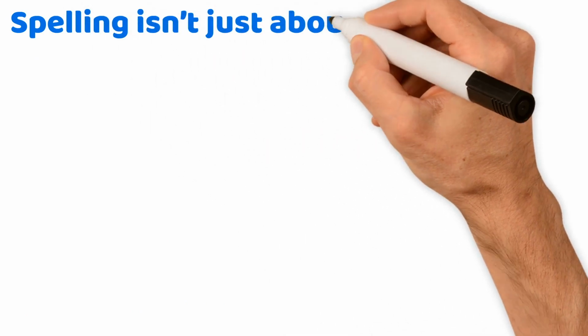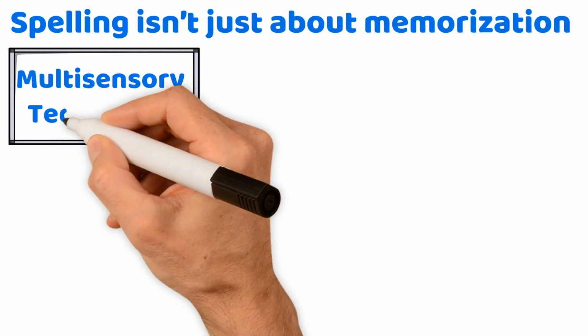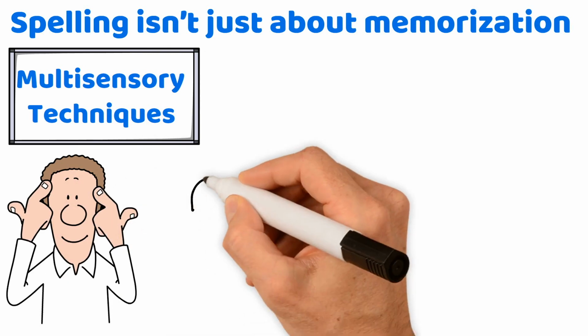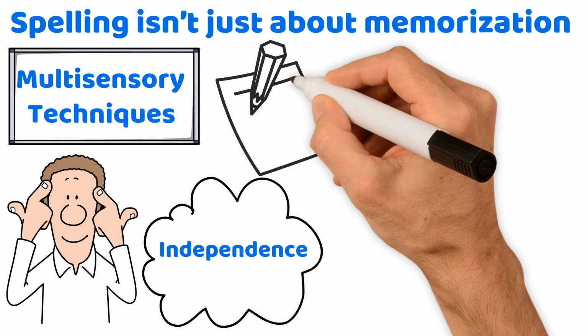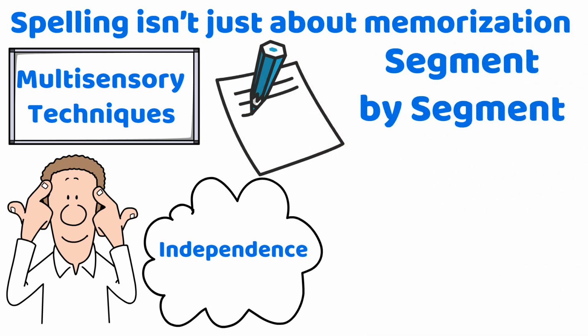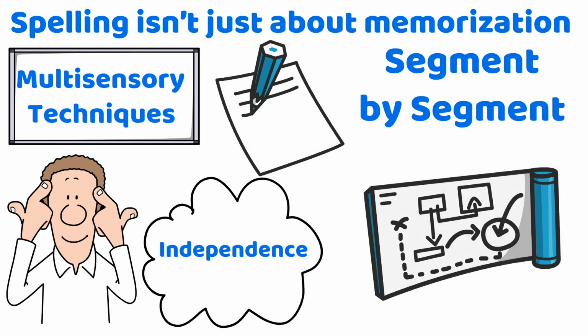Spelling isn't just about memorization. It's about using multisensory techniques to deeply ingrain word forms. For instance, visualize the word independence. Break it down while writing it out, segment by segment, in different colors to highlight its roots and suffixes.